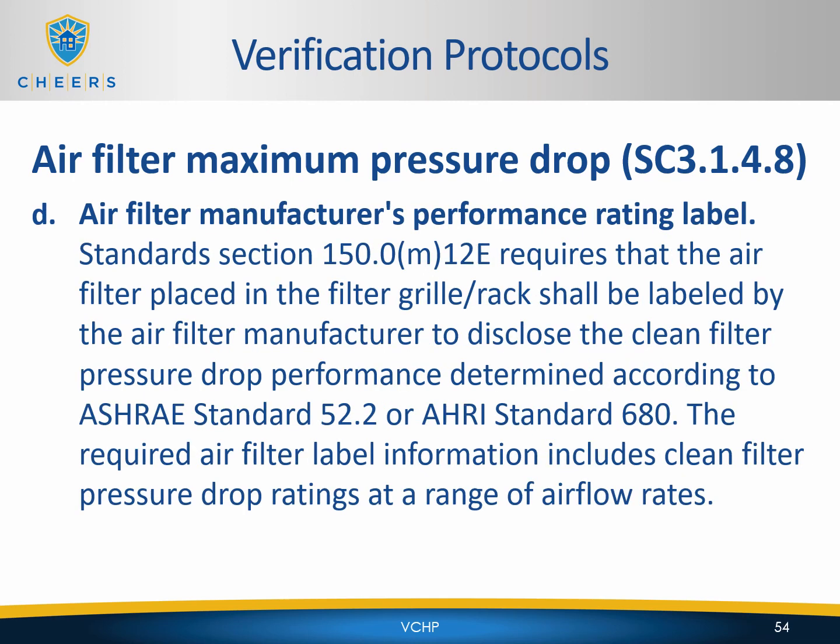Air filter manufacturer's performance rating label. Standard Section 150.0(m)12E requires that the air filter placed in the filter grill or rack shall be labeled by the air filter manufacturer to disclose the clean filter pressure drop performance determined according to ASHRAE Standard 52.2 or AHRI Standard 680. The required air filter label information includes clean filter pressure drop ratings at a range of airflow rates.